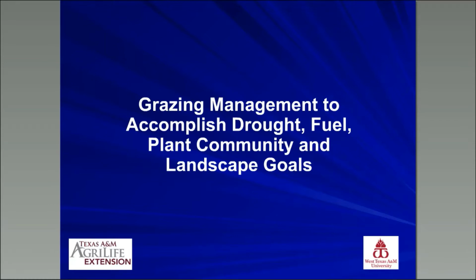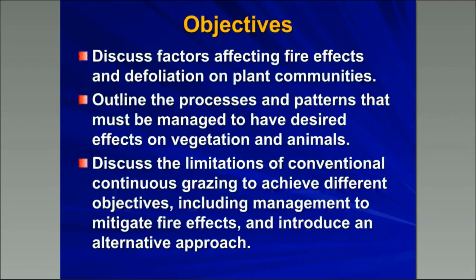What I'm going to talk a little bit about today is to discuss things that affect how defoliation from either animals or fire affects plants and plant communities, and then talk about some of the processes and patterns that we have to manage with the grazing animal to get desired effects in the vegetation and the animals, and then talk about some limitations of continuous grazing and how we can achieve different goals with grazing management, including how we can facilitate things like prescribed fire and herbicides using them.